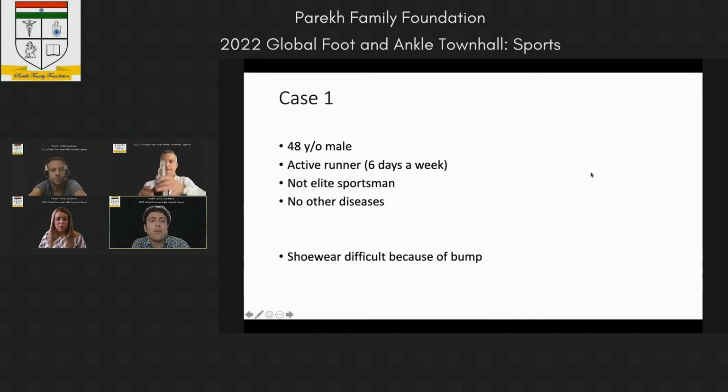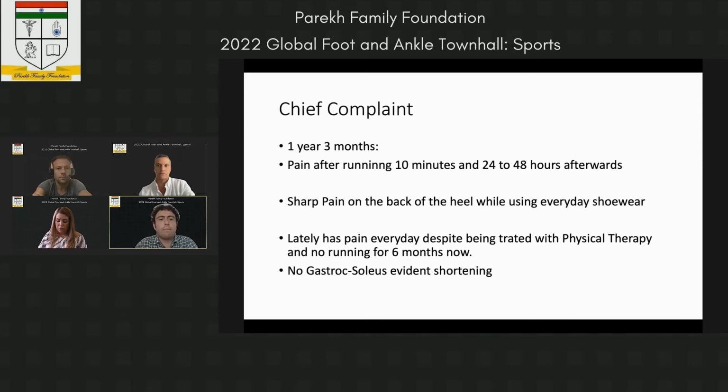So this is a 48-year-old male, an active runner, 6 days a week, not an elite sportsman, with no other diseases, and shoe wear is difficult because of the bump. Chief complaint is 1 year, 3 months of pain after running 10 minutes and 24 to 48 hours afterwards. Sharp pain on the back of the heel while using everyday shoe wear.